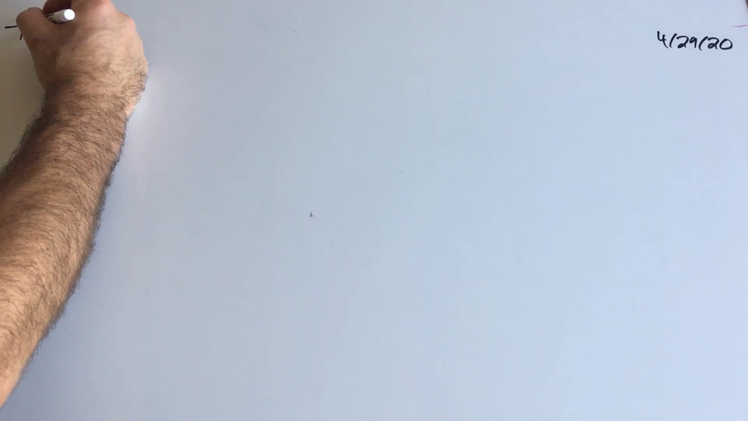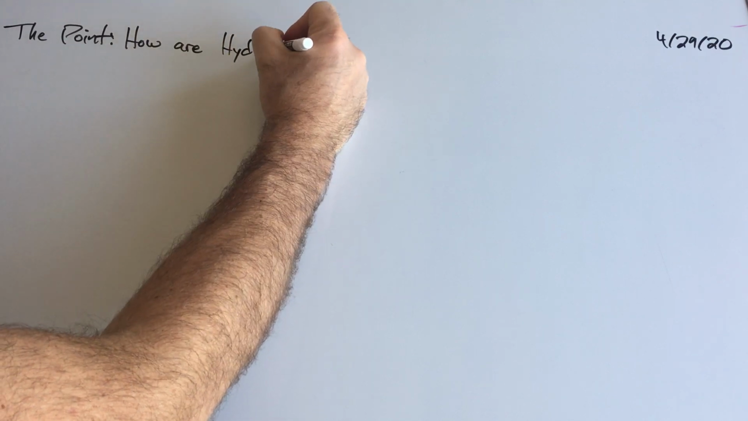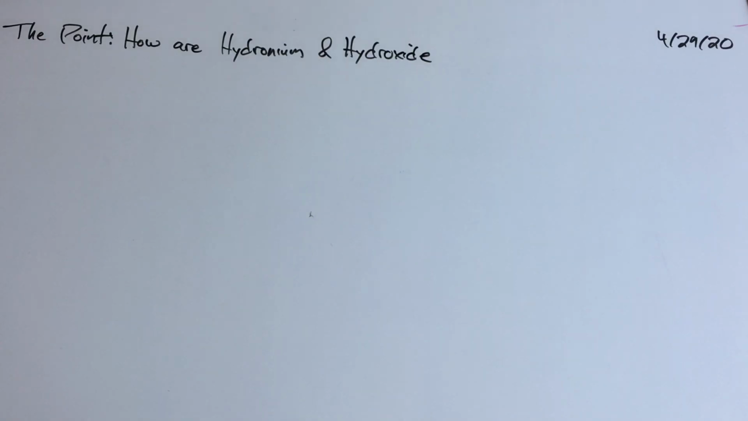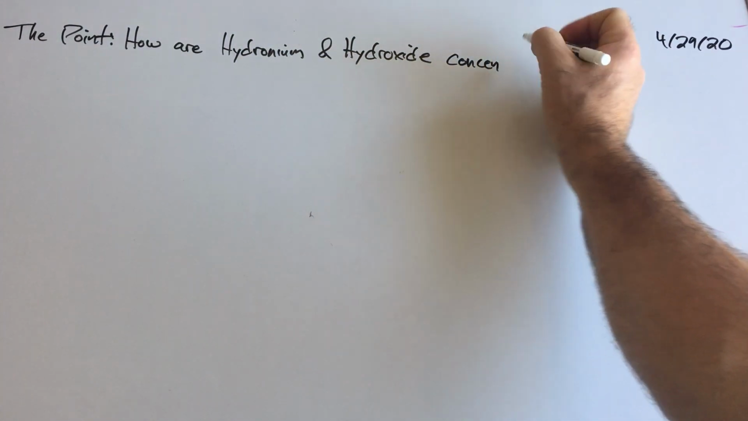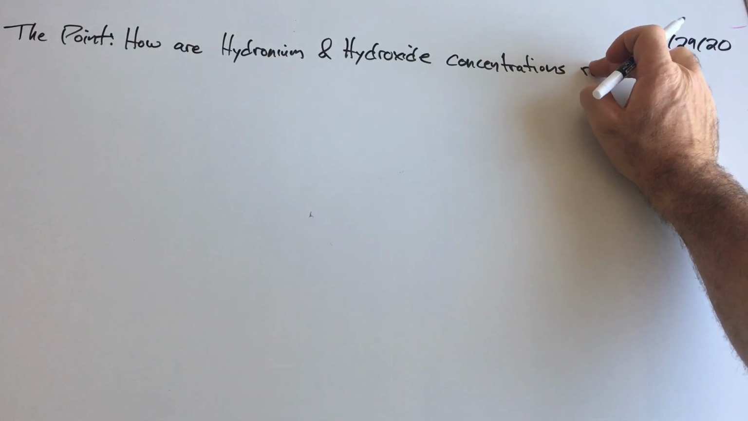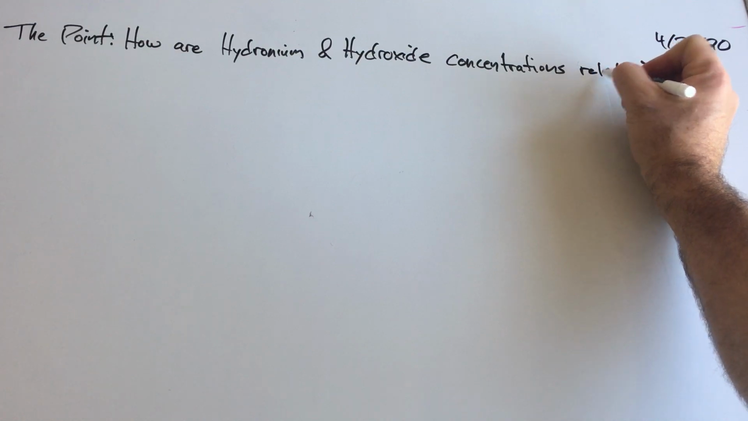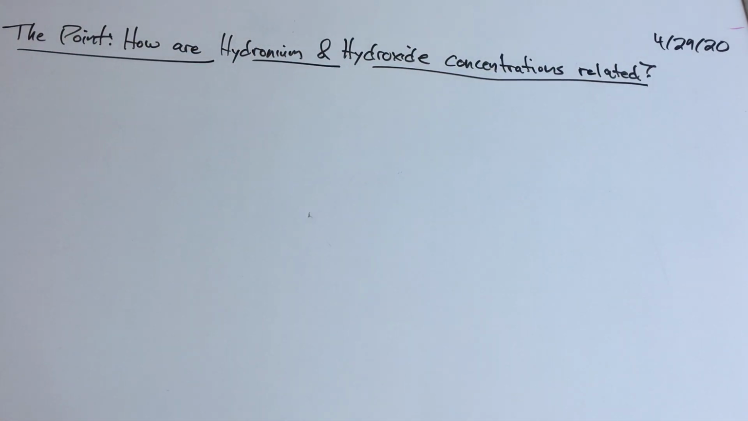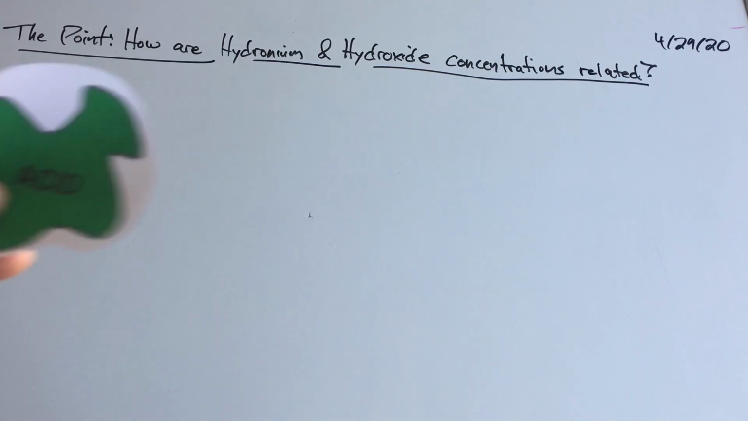Let's go left, right, the point. Do you see that? Yeah. And the point is, how are hydronium and hydroxide concentrations related? That is a poorly drawn E. Well done, me. So, how are hydronium and hydroxide concentrations related? They're not.